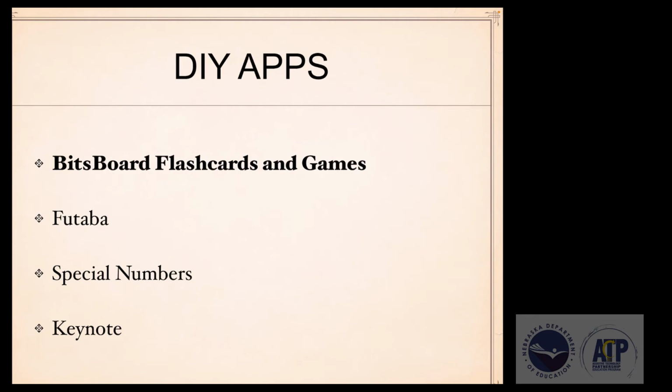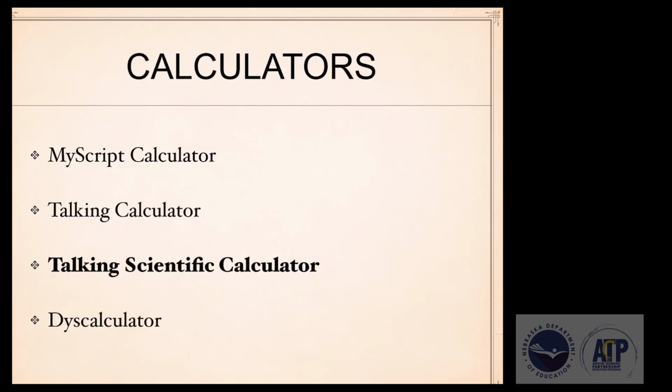Bitsboard, we talked about that. Bitsboard, flashcards and games, allows you to create your own. Futaba is another game where you can put in math equations and kids can buzz in to get the answers. There's apps like Special Numbers that will allow you to create apps working with numbers. Calculators, there's some really nice calculators out there. There's My Script Calculator, Talking Calculator, and Dyscalculator. Dyscalculator will work with the students, and it's easier for them if they have dyscalculia.